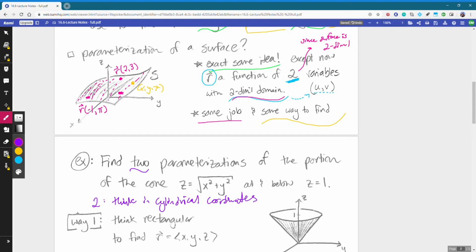That turns out to be somewhat ugly, and so let's not worry about that. Let's just think about these 2 ways, thinking in terms of rectangular and cylindrical, in order to describe this cone and then come up with our x, y, and z for our parameterization. Pause the video and dive in and see if you can describe this surface and come up with these parameterizations. Then we'll talk about them in just a sec.